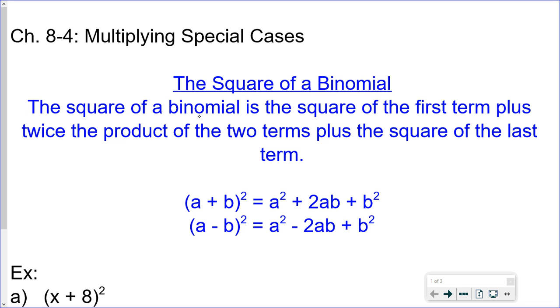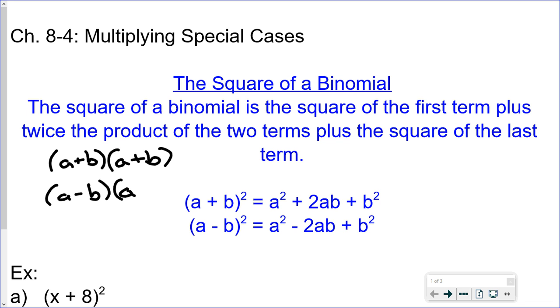The first two are if you have a binomial that is squared. This is called the square of a binomial, and this works for either a plus b squared or a minus b squared. This would be a plus b times a plus b, or a minus b times a minus b. So it's saying multiply this binomial times itself. In my previous video, I showed three different methods for doing this: using the distributive property, using FOIL, or using a table. Those three methods will still work.